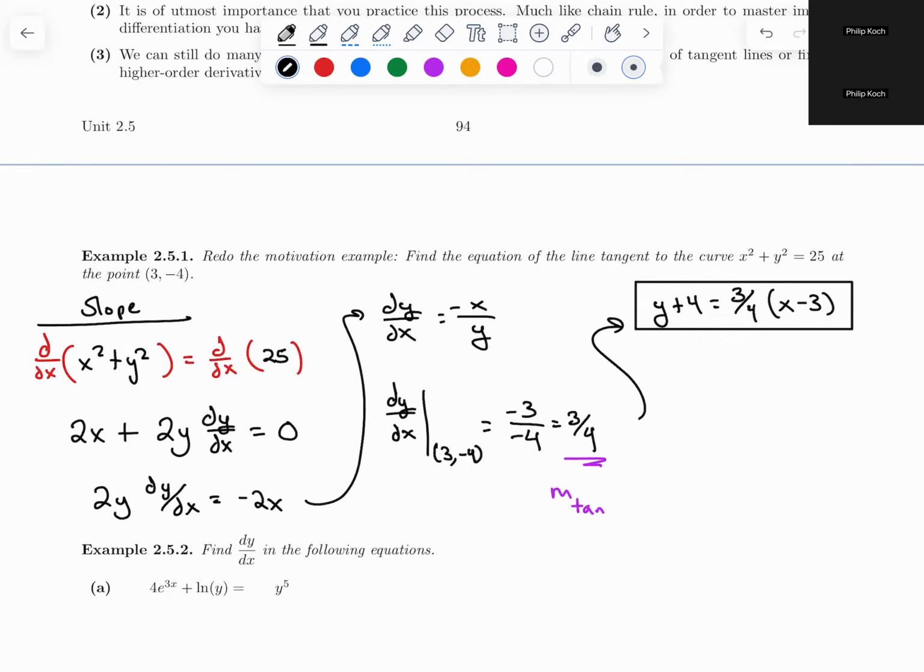Took about the same amount of time here, but that's only because we could find the equation explicitly in that first problem. But this one, we didn't have to do any graph theory, looking at the graph to figure out which quadrant it's in or anything like that. We could just go straight to it.